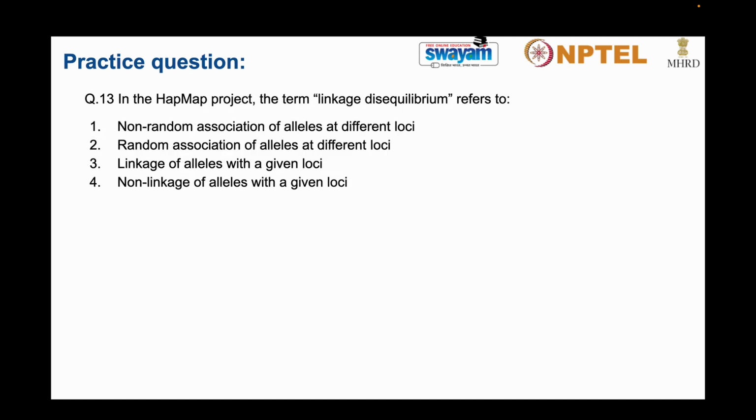In the HapMap project, the term linkage disequilibrium refers to: first option is random association of alleles at different loci, second is non-random association of alleles at different loci, third is linkage of alleles with a given locus, or fourth is non-linkage of alleles with a given locus. So what do you think linkage disequilibrium means? Okay, a few people have mentioned option 1.